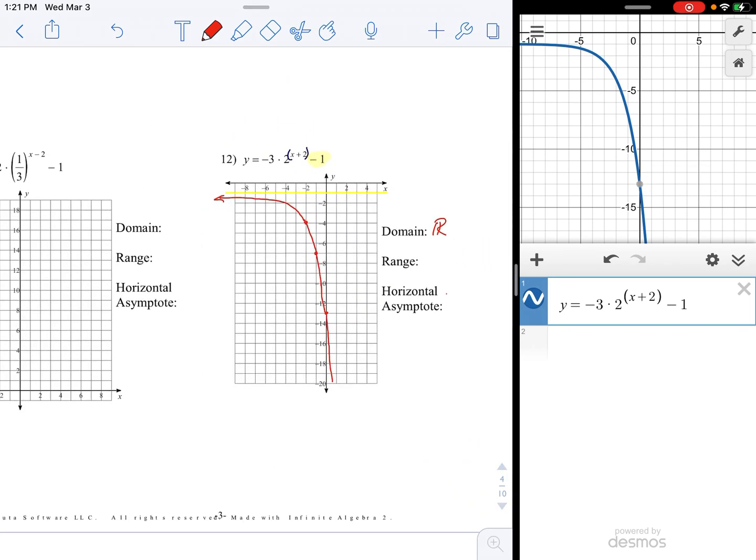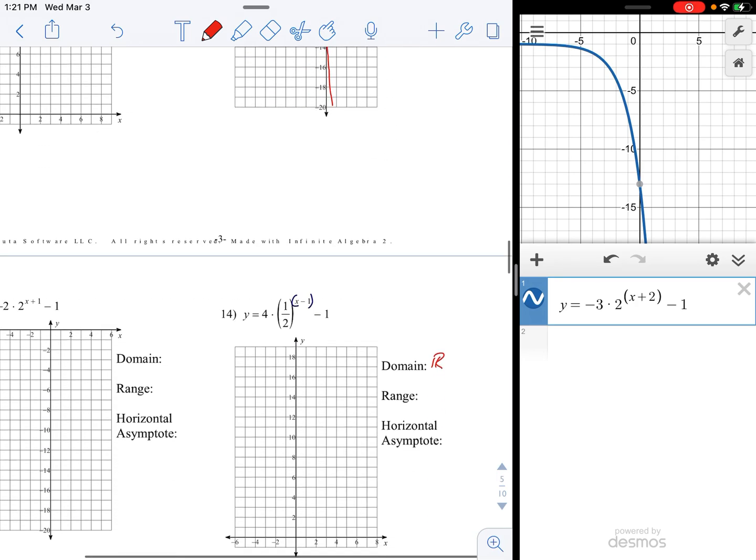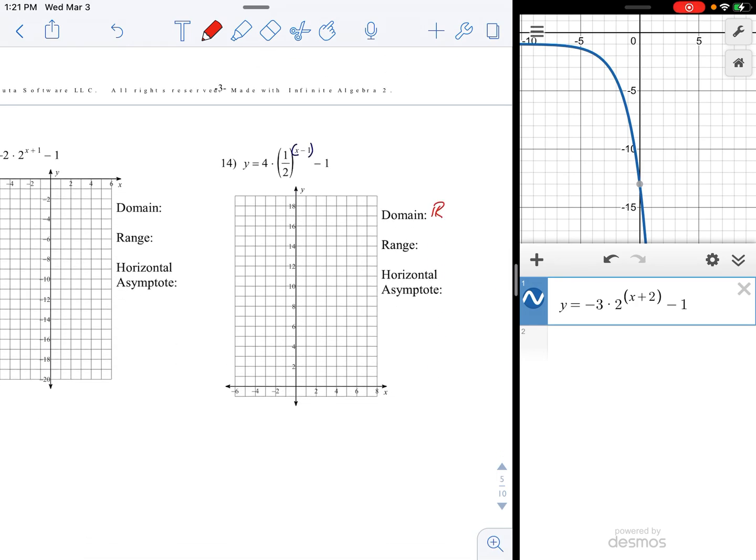So asymptote, y equals -1. Range, y is what? Less than -1 or greater than -1? If you said less than -1, you are doing great. And look, we're almost done. One more problem.